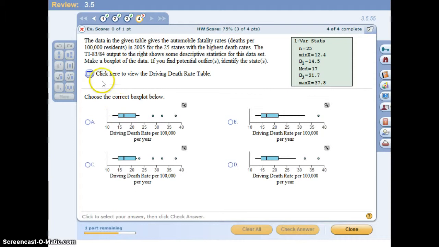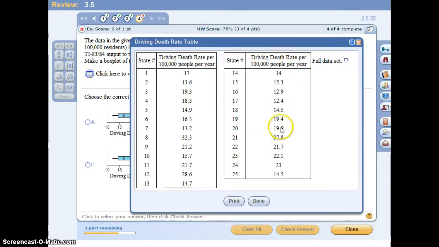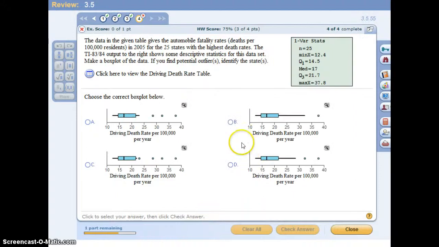If we go back to the table, there is only one number that is higher than 32.5, so there is only one outlier. Since the dots are representing the outliers, one dot would be suitable for this answer.